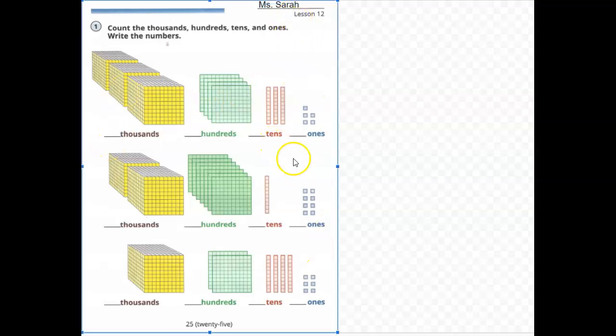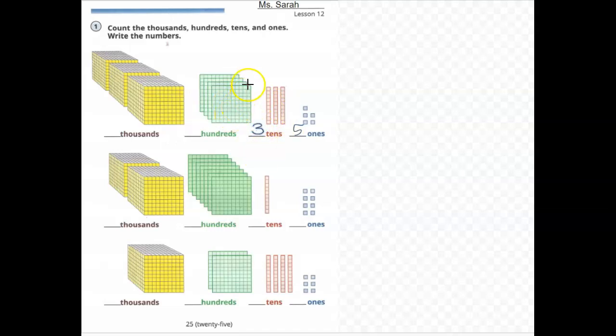Okay, so this page you can do pretty much by yourself. We'll do one together, then you'll do the next two, and then we'll just go ahead and move on to the next page, okay? So right here, we're just counting how many ones there are. How many ones are there? 1, 2, 3, 4, 5, right? So we're going to write the number 5 on the line. It's 5 ones. How many 10 rods are there? 10, 20, 30. There's 3 of them.